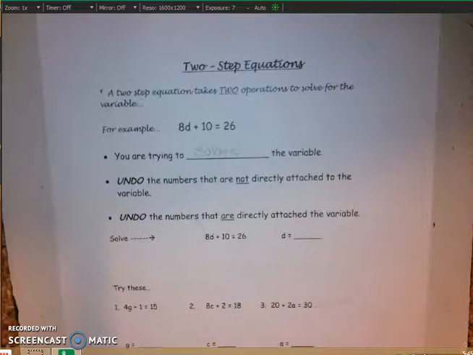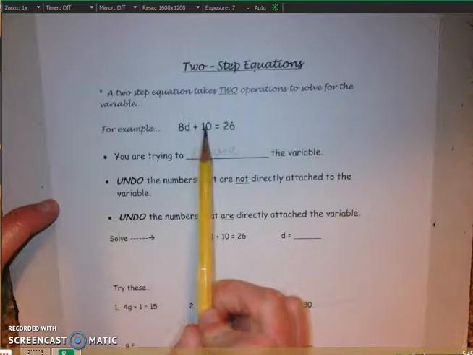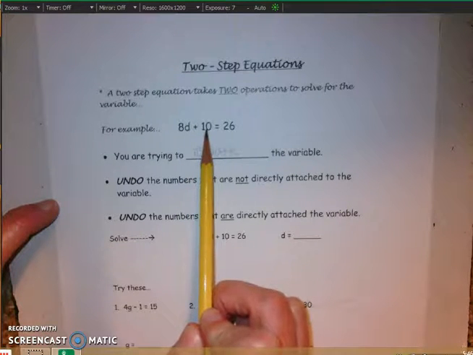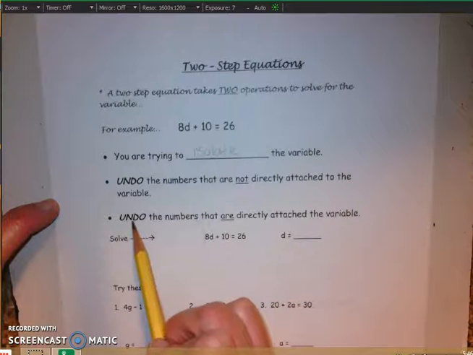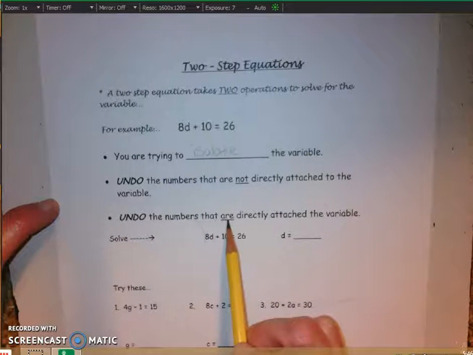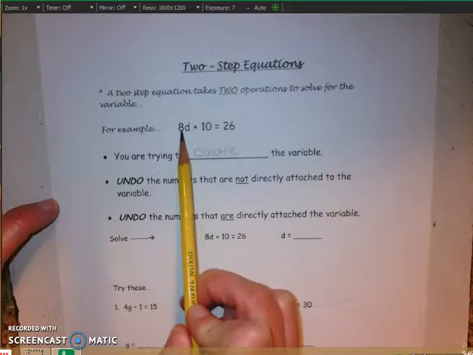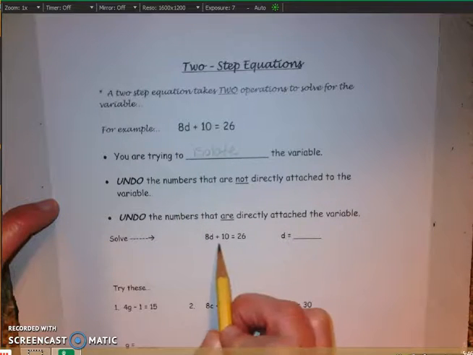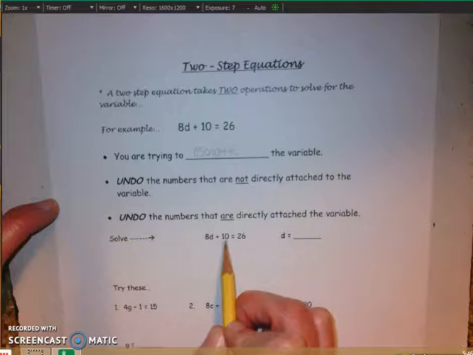the variable. So first you undo the numbers that are not directly attached to the variable. So if I look at 8d plus 10, this is not directly attached to the variable. So I'm going to get rid of that first. And then after that, you undo the numbers that are directly attached to the variable. So 8 is directly attached to d. So to solve this, first I'm going to do the opposite of plus 10.